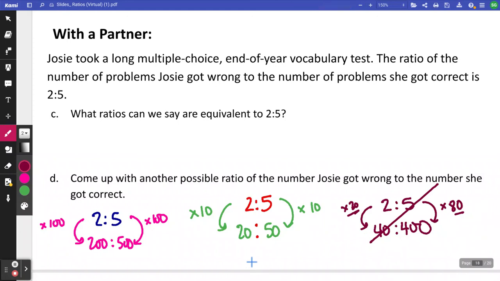That is everything I've got. I hope you find this video helpful for introducing ratios. Our lesson tomorrow, which also is the last lesson of this unit, is going to be on unit rates, which relies a lot on our understanding of ratios.